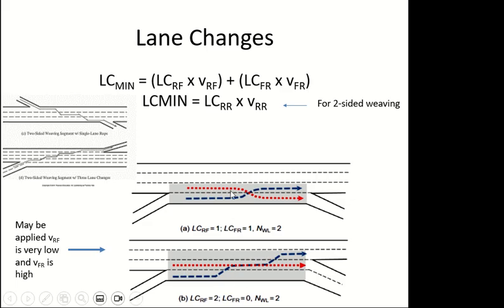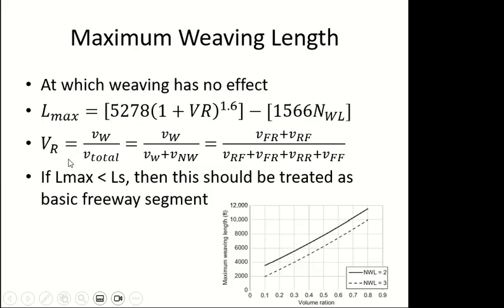So what is considered the weaving flow rate? The one which is going from ramp to freeway or freeway to ramp, for one-sided weaving. If it is two-sided weaving, then it is ramp to ramp. I will replace this with ramp to ramp. So you have to see whether you have one-sided weaving or two-sided weaving. For two-sided weaving, you will only have ramp to ramp here.